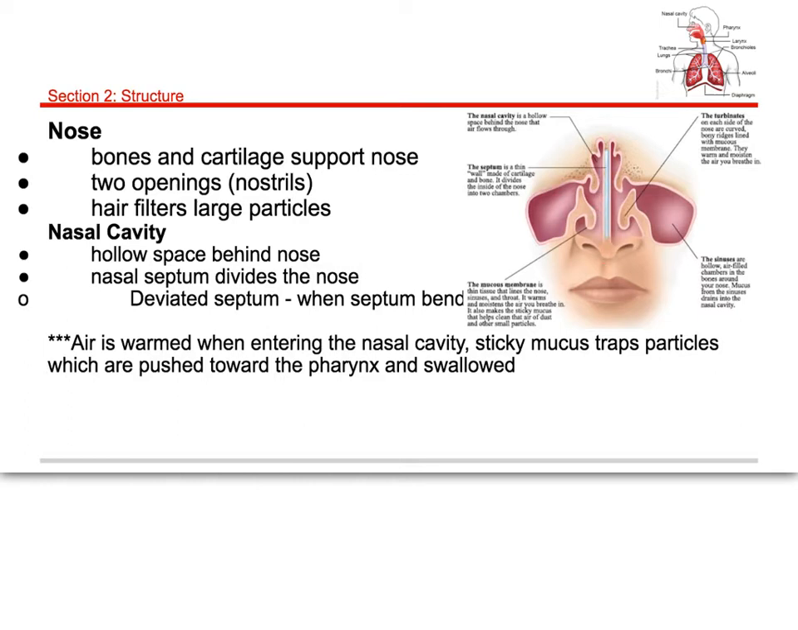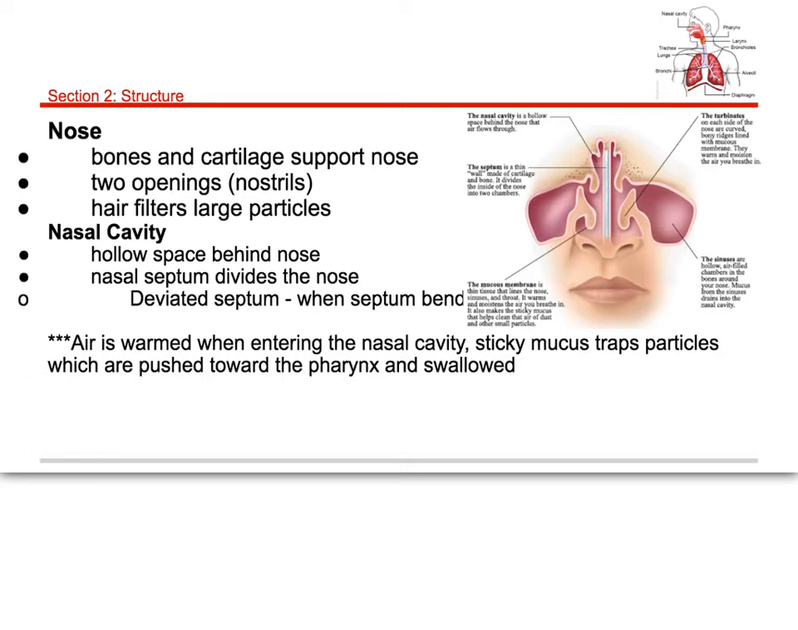So once air makes it through both of these cavities of the nose, we're going to make it into something called the nasal cavity. And that is a hollow space behind the nose, and that's pointed way back here. Now this is an anterior view. If we had a lateral view, you would notice that these two roads of either nostril come to a point that is shared, and that is the nasal cavity.